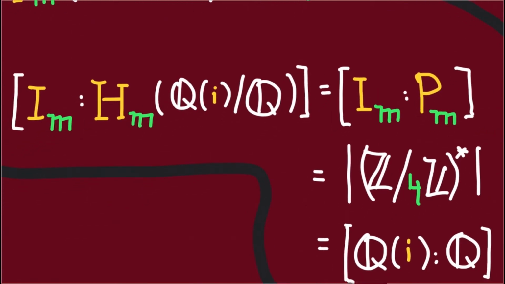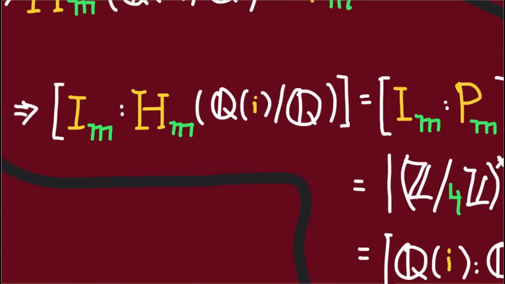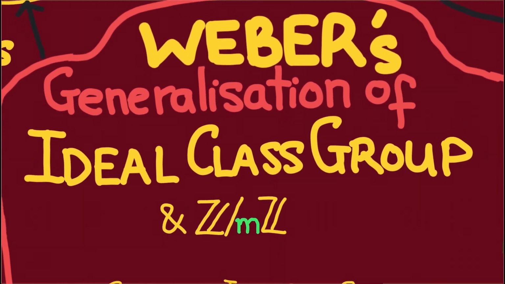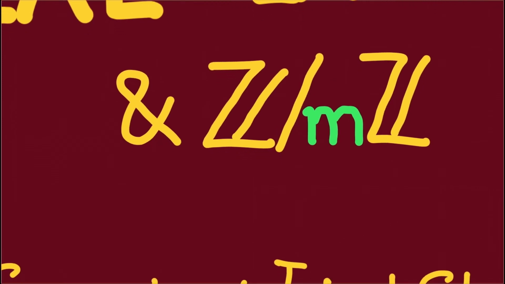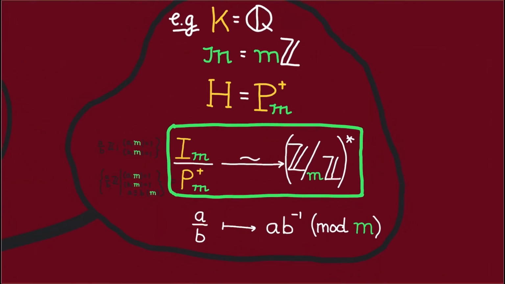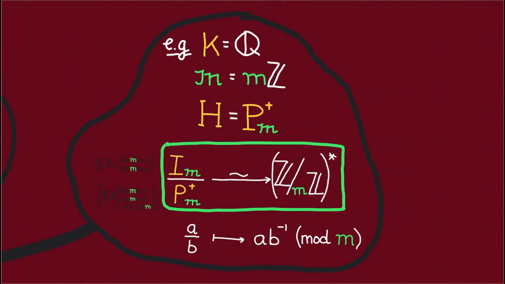And then recall that this group here is just isomorphic to the unit group of Z mod 4Z. Recall that we did show that Weber's notion of generalized ideal class group is a generalization of (Z mod mZ)*, and we showed that if we choose the modulus m to just be the principal ideal generated by some integer m, then in that case the generalized ideal class group corresponding to P_m is just going to be isomorphic to (Z mod mZ)*.